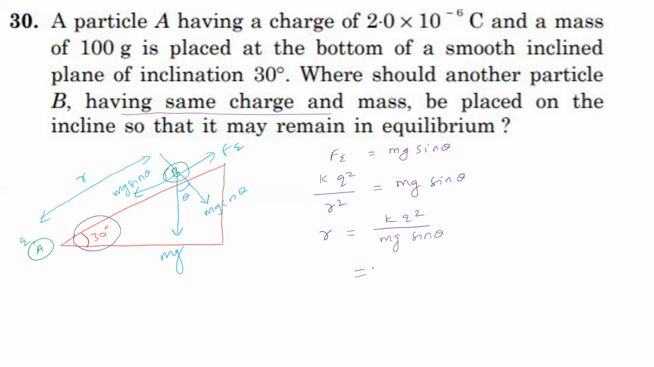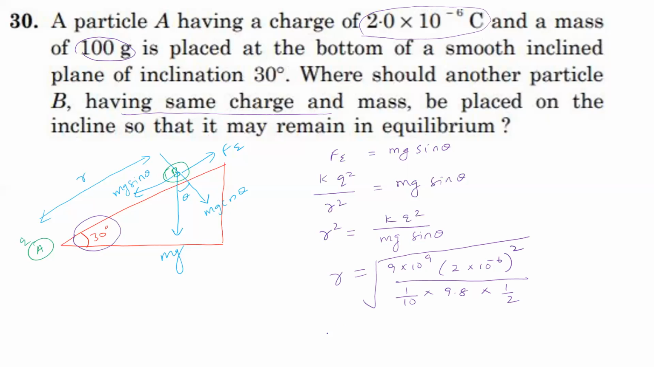Now let us substitute all the values. K value we know is 9 into 10 power 9, and the Q value given is 2 into 10 power minus 6 coulomb, whole square, divided by mass. Here the mass of each charge is 100 gram, which converted to kilogram is 1 by 10, into g value 9.8, into sin theta, where sin 30 is 1 by 2. So this all together is R square. Now we want R, and by taking the square root we get R as 27 centimeter from the bottom. That means the second charge B is placed at 27 centimeter from the bottom, so that the second charge on the inclined plane can be in equilibrium.